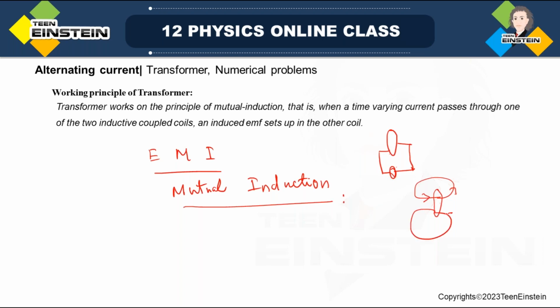So field lines will be passing through the coil, right? Like this. Field lines will be passing through the coil. If that happens, that means there is a flux linked with the coil. So this is actually self-induction. This is called self-induction. Okay. But suppose you have two coils side by side.